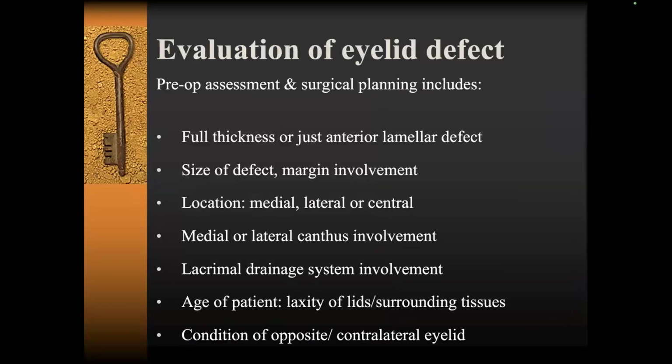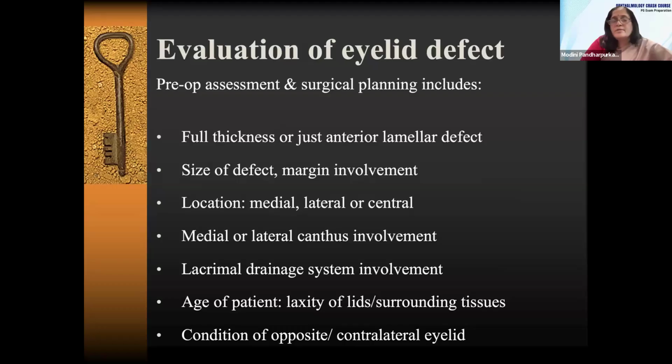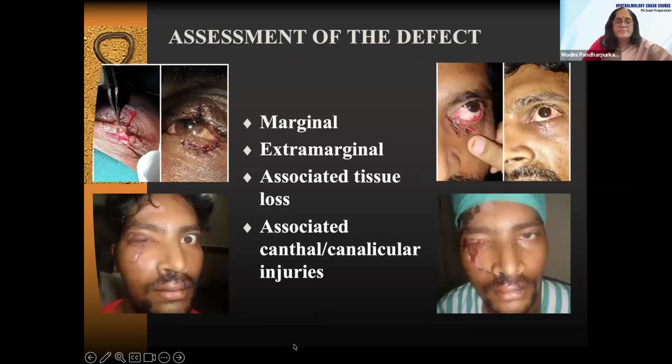So evaluation of an eyelid defect is very, very important, and a pre-op assessment is very necessary to plan your surgeries. You first look whether it is a full thickness or an anterior lamellar defect. Then you evaluate the size of the defect, which is generally spoken of as 1/3 of the lid, half of the lid, more than half, etc. Whether the margin is involved, whether the canthi are involved, and if it is the medial canthus, whether the lacrimal drainage system is also involved. What is the age, which tells you how lax the skin is and how much you can pull in to reconstruct. And of course, how is the contralateral eyelid.